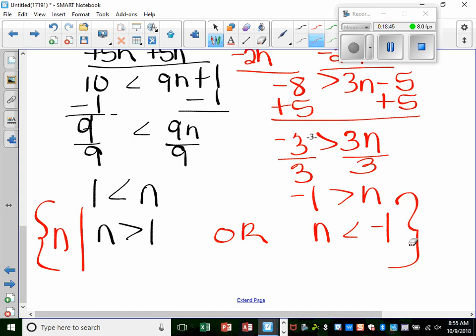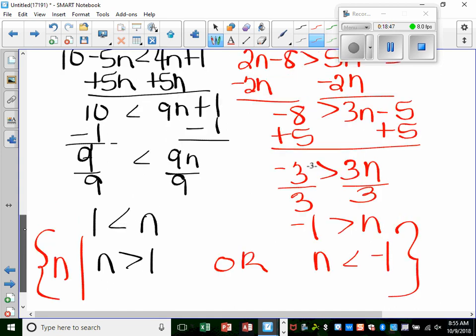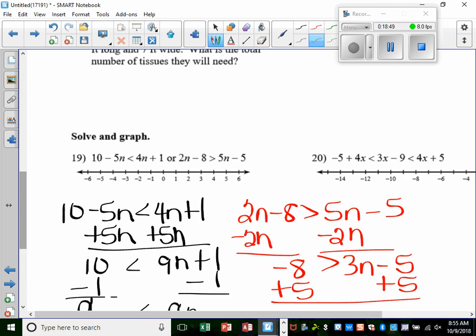So for your graph, they should be going in opposite directions. So we should have an open circle on 1 going this way and on negative 1 going this way. Okay, is that right?